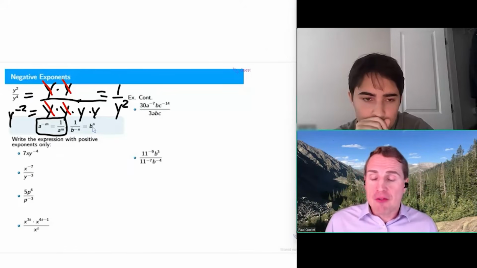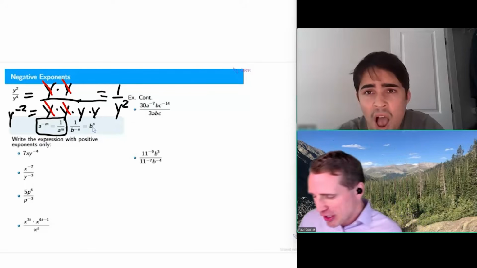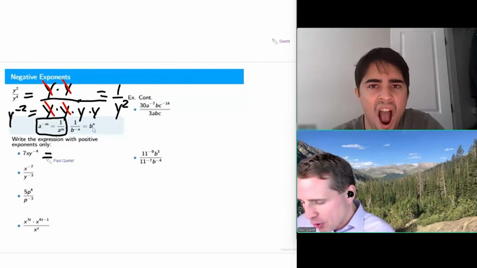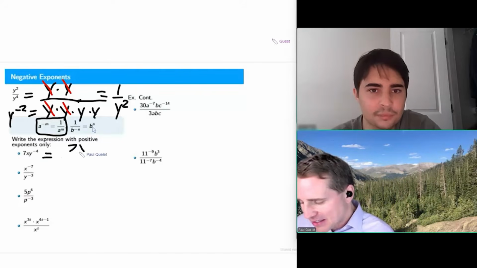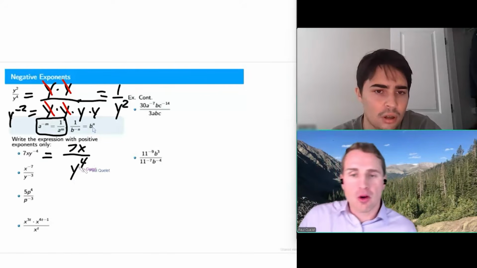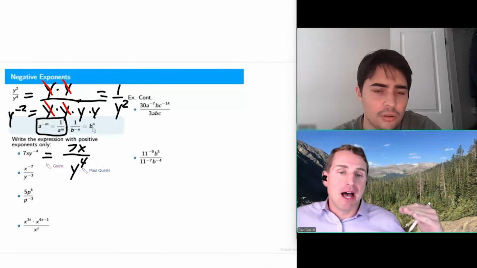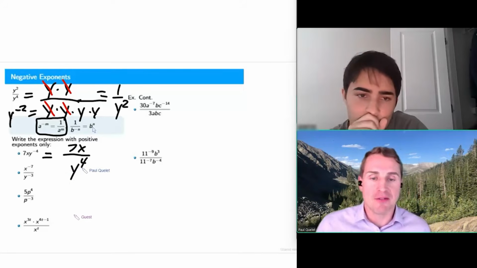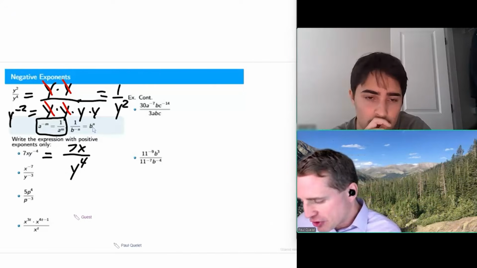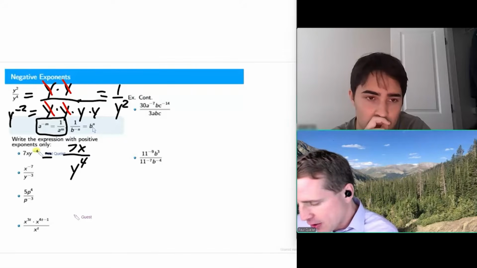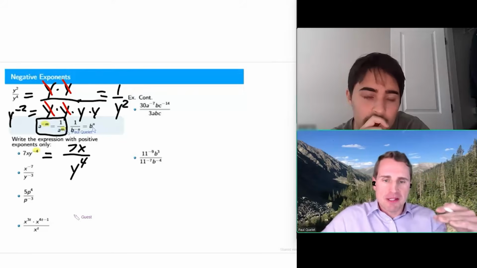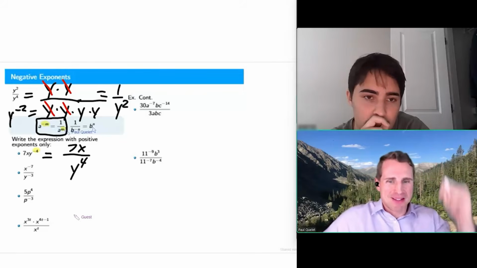Now, by the way, be careful. We're only going to flip the things that have negative exponents. So for instance, on the first example, we're going to have 7x over y to the 4th. Because when you flip it to the bottom, it becomes a positive exponent in the denominator. Just think about this minus 4 right here as being like how this negative n acted right there. When you flip it to the bottom, it becomes positive on the bottom.